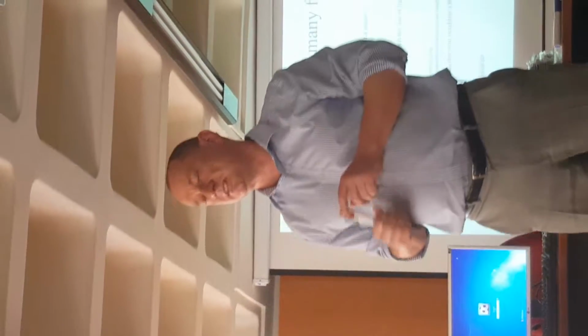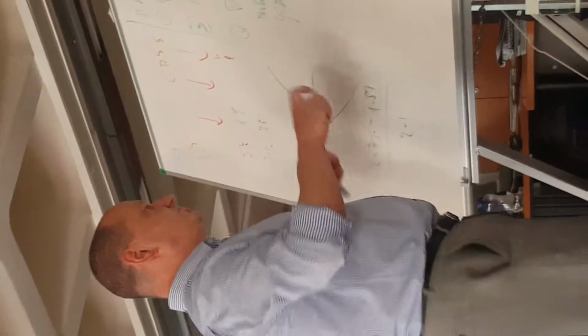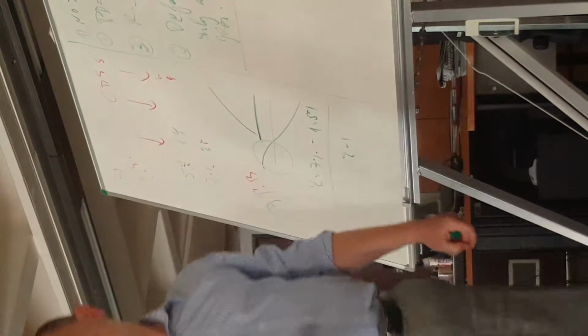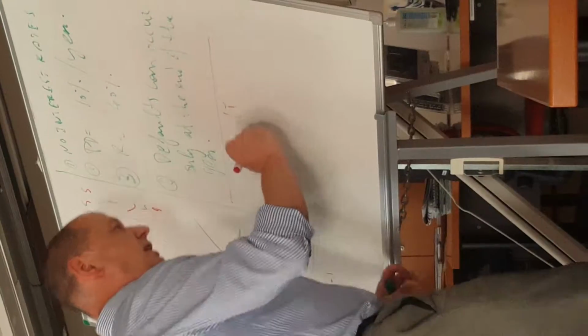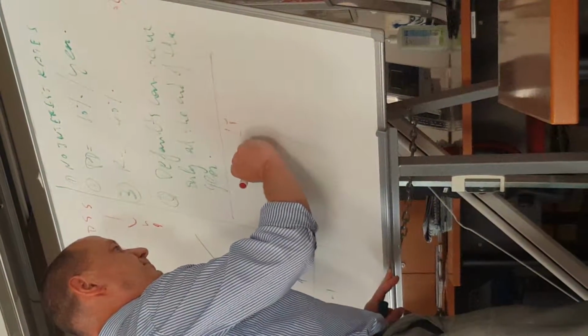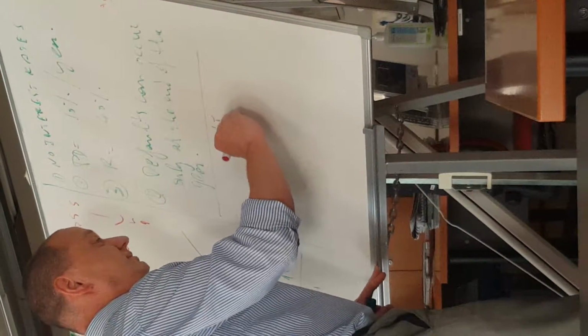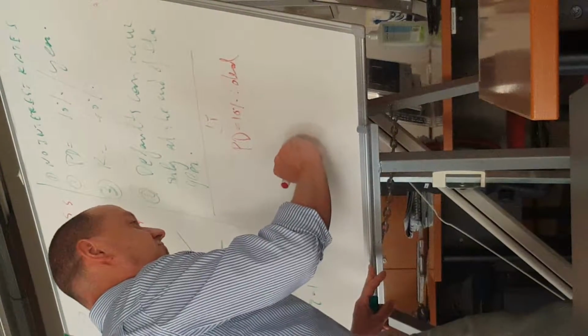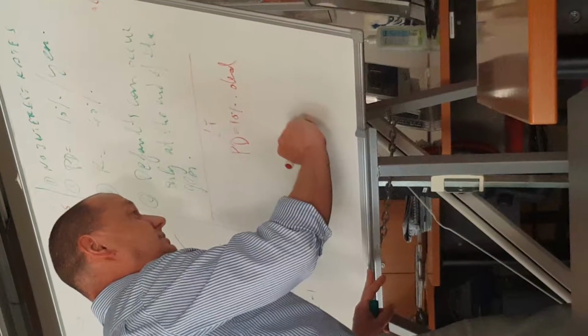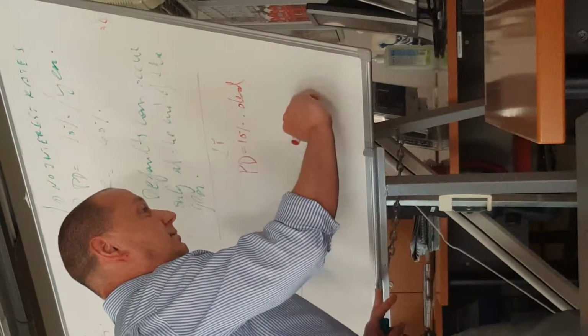Very, very simple statistics. I have a 2-state world. In 1 year from now, either this name is alive or he's dead. So in 1 year from now, PD equals 10% dead, and I have 1 minus PD equals 90% alive.